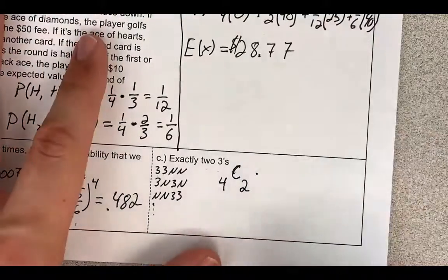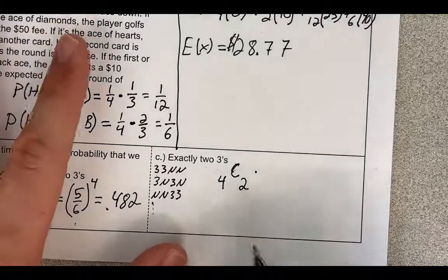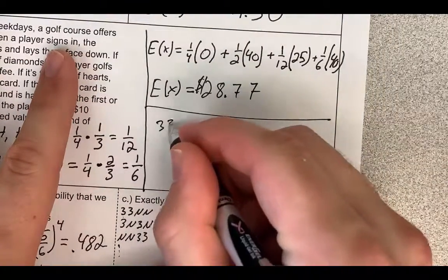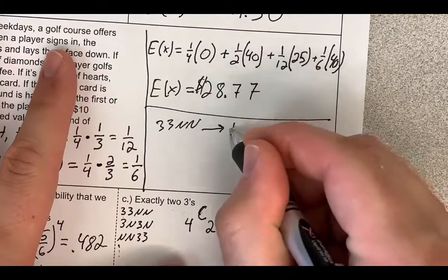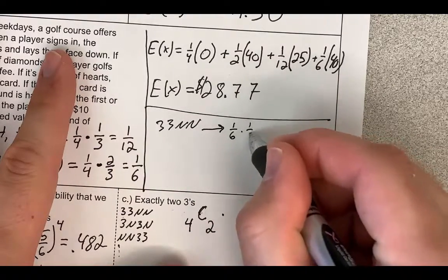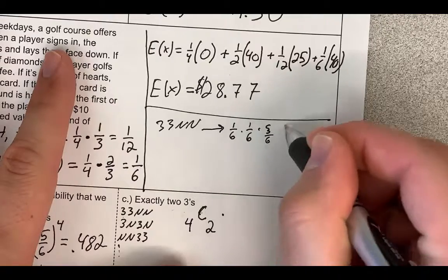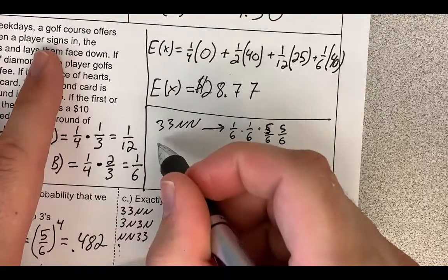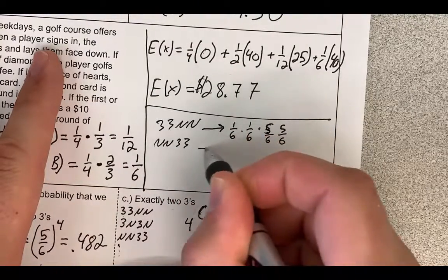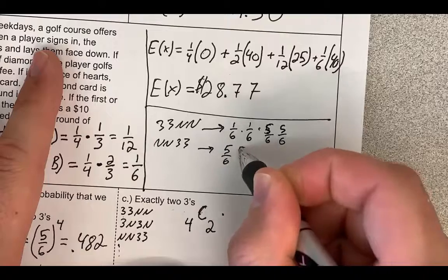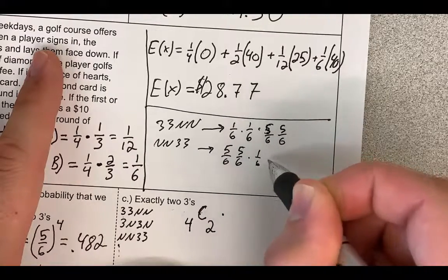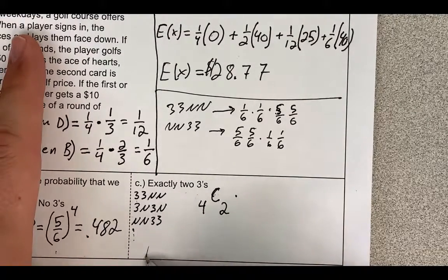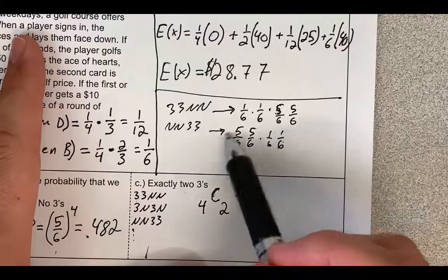So let me write this out just so that it's a little bit more clear. I'm going to go up here. Sorry. So let's look at 3, 3, n. That probability is going to be 1/6 times 1/6 times 5/6 times 5/6. Okay? If I take and then look at n, 3, 3, that probability will be 5/6 times 5/6 times 1/6 times 1/6. So all these probabilities that I laid out down here and the other ones that I didn't write out are all going to be the same.